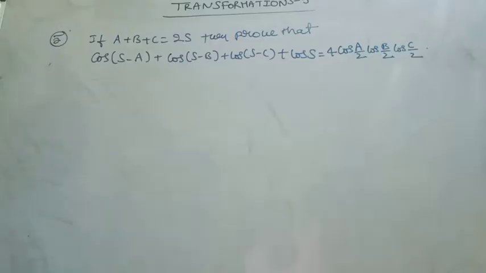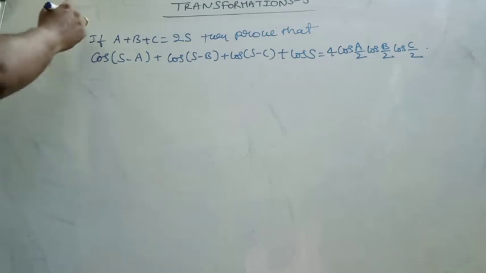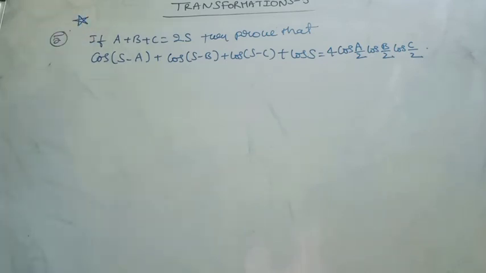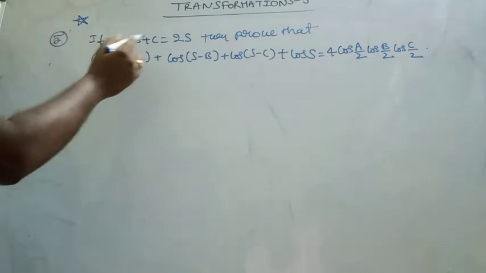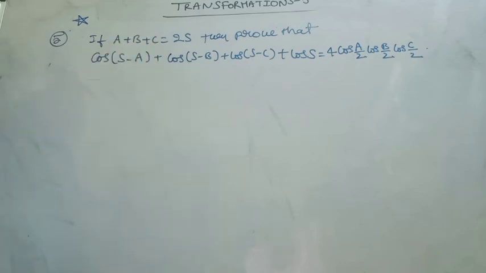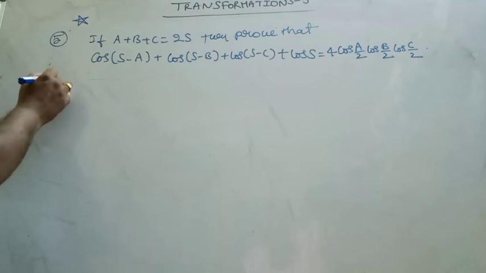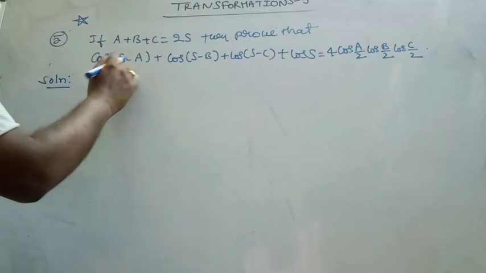Now see, we have the last problem, which is very important. It is also another different model. The fifth one: if a plus b plus c is equal to 2s, then prove that cos of (s minus a) plus cos of (s minus b) plus cos of (s minus c) plus cos s is equal to 4 cos a by 2 cos b by 2 cos c by 2. That is what you are required to prove, my dear students. How you are going to prove that particular one, please observe. See, my dear students, here let us take as usual cos of (s minus a) plus cos of (s minus b).